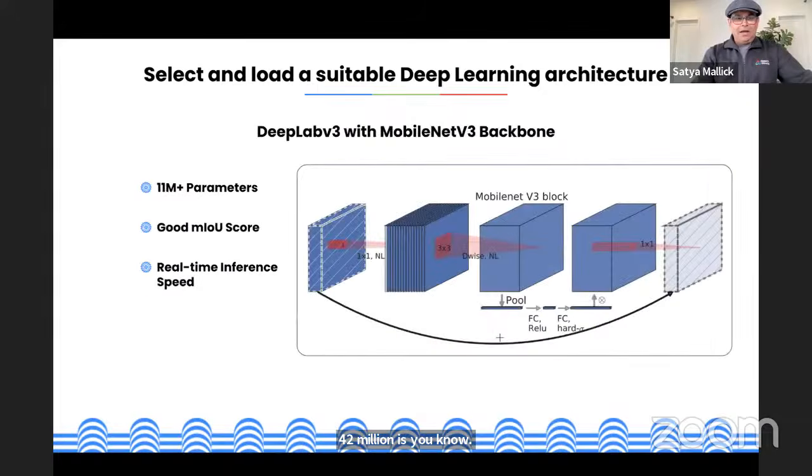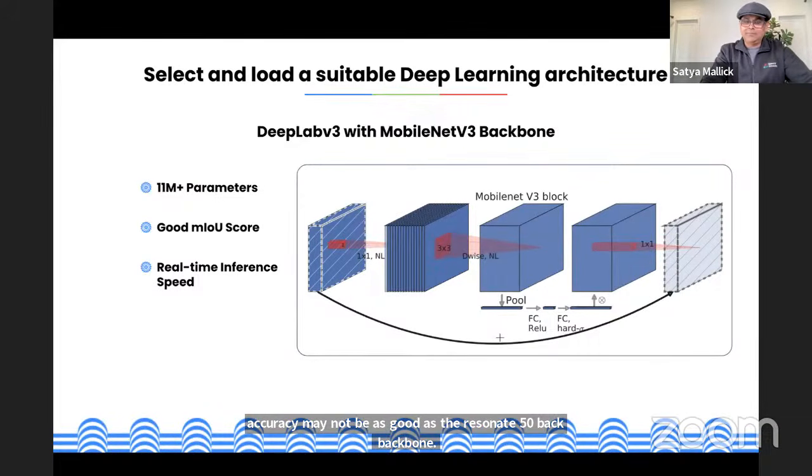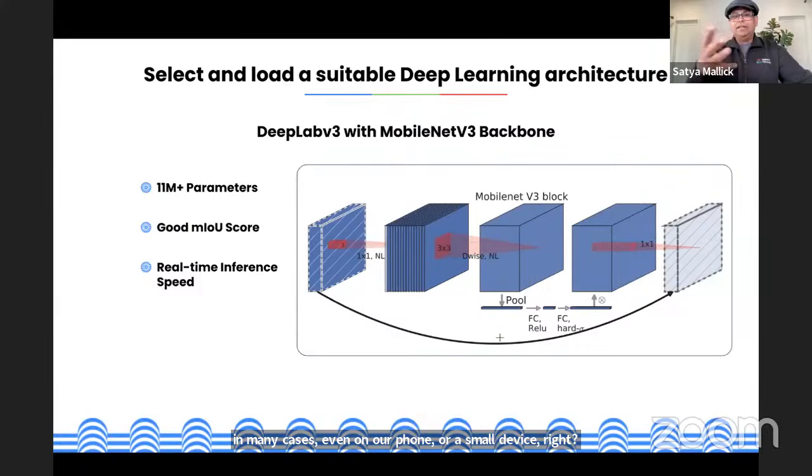Definitely. The MobileNet v3 backbone has only 11 million parameters. It is fine if you want to run something on a mobile device. The accuracy may not be as good as the ResNet 50 backbone, but you will be able to do real-time image segmentation in many cases, even on a phone or a small device. So we'll give you a way to experiment with both, whatever works for you.